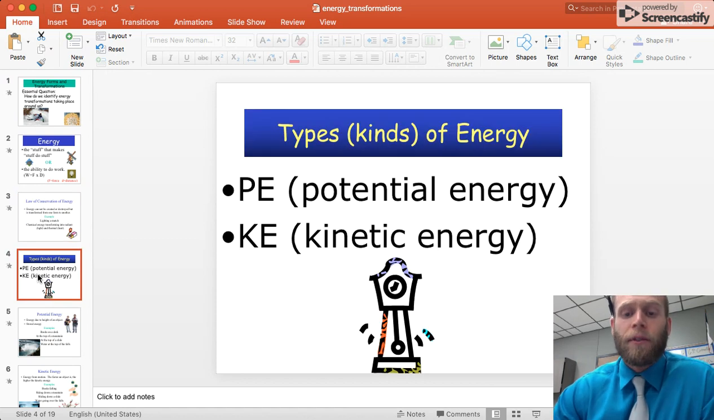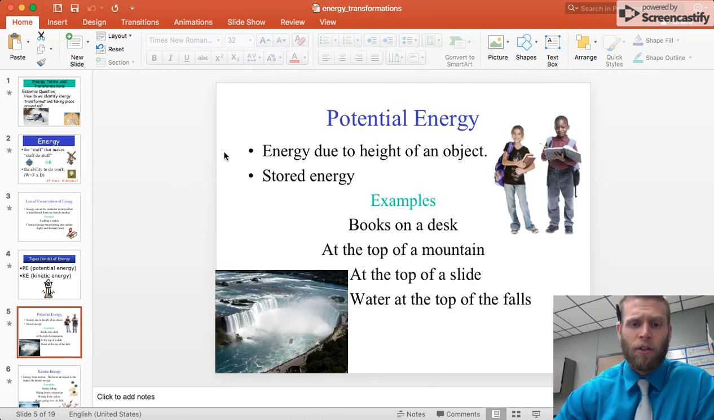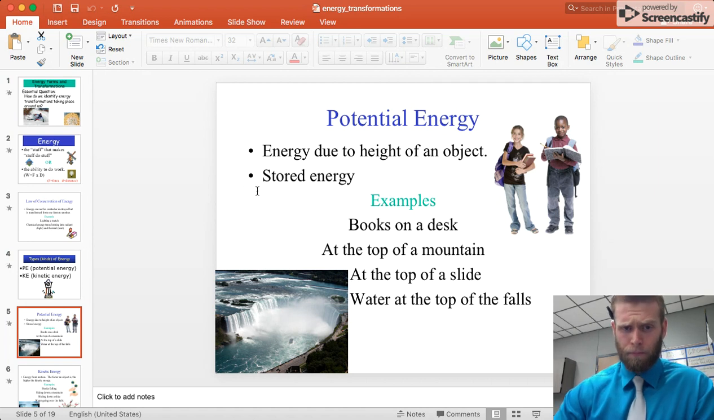Now, the two kinds of energy we have talked about before are PE, which is potential, and KE, which is kinetic. Just a quick recap on those. Potential is energy that is stored, and it's due to the height of an object. Examples: books on a desk, top of a mountain, top of a slide, water on top of a waterfall. This should just be a nice little recap for us.